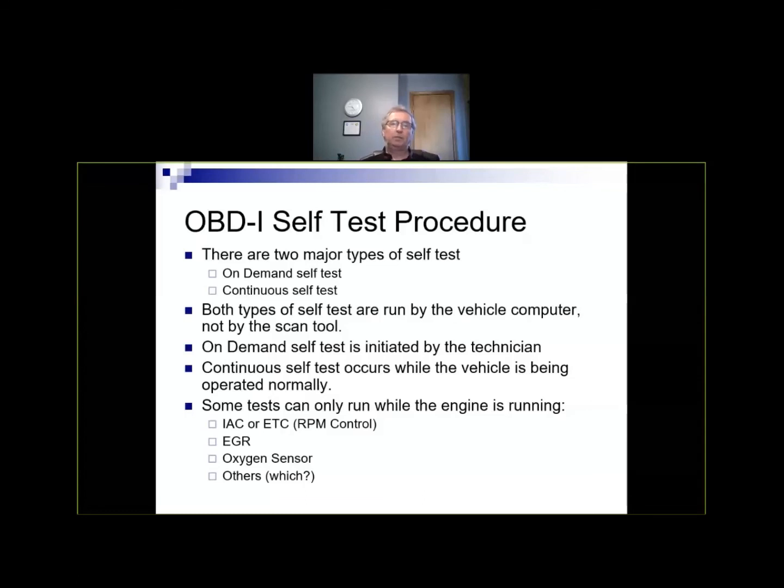So in Fordland, you do both. You do a key on engine off test, and then after that, you do a key on engine running test. And some things only show up on the key on engine running test.